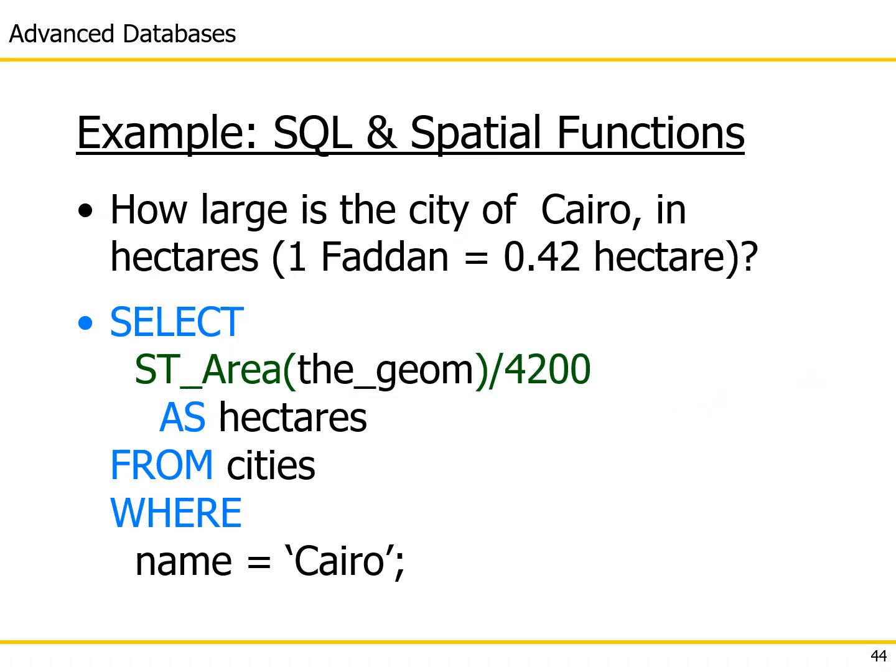Here is a second example. Let's again try to read the SQL first. Let's say select ST_Area, so I'm computing the area of some polygon, the geometry, divided by 4,200, that's basically converting it into hectares or faddans, from city where name equals Cairo. So basically I am calculating the area of Cairo. Again, note that the mix is quite nice. I'm basically writing SQL, except now I have these spatial functions.